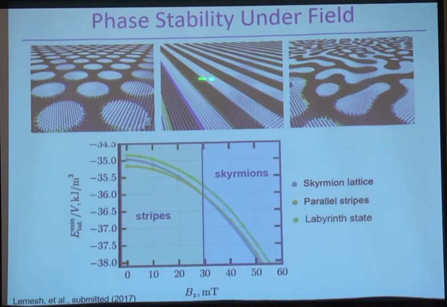So if one does micromagnetics and finds the possible phases, skyrmion lattice, stripes and the labyrinth kind of structures, as a function of magnetic field, the lowest energy configuration changes. At zero magnetic field and low field, the stripe phase is the lowest energy. As you go up above the transition, the skyrmion phase becomes lower energy. That's exactly what we find experimentally. And then we can use this to really dynamically control the spin texture.